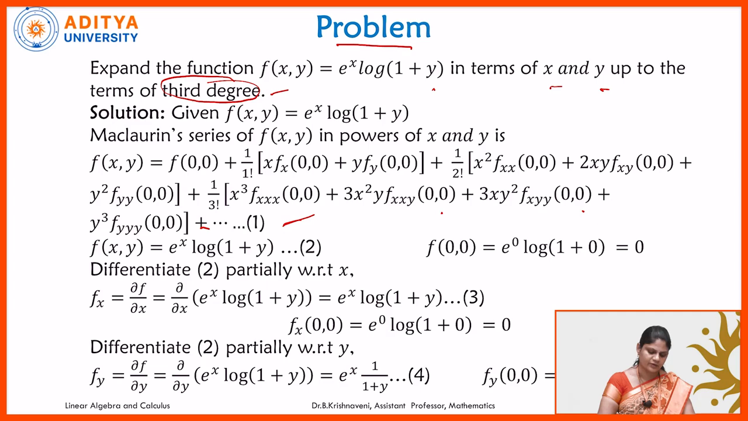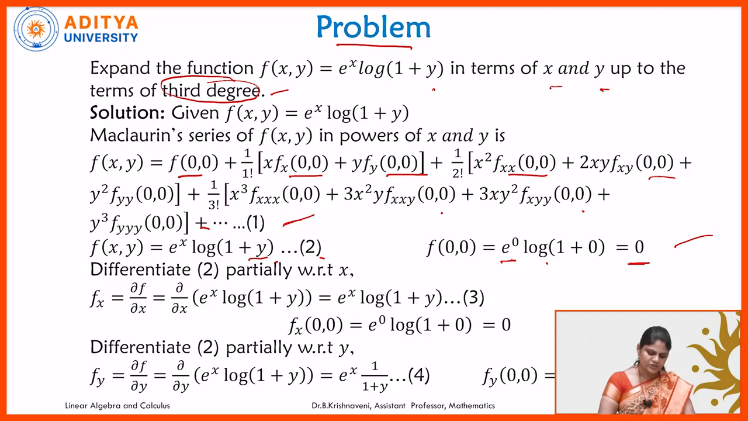Equation number 1. Now, let us find out the function values all at (0,0). Given f(x,y) is e power x into log of 1 plus y, equation number 2. And what is the value at (0,0), that is f(0,0)? Put x equal to 0, e power 0, y also 0, that is log of 1 plus 0. E power 0 is 1, but log 1 value is 0, and 0 into something is 0.